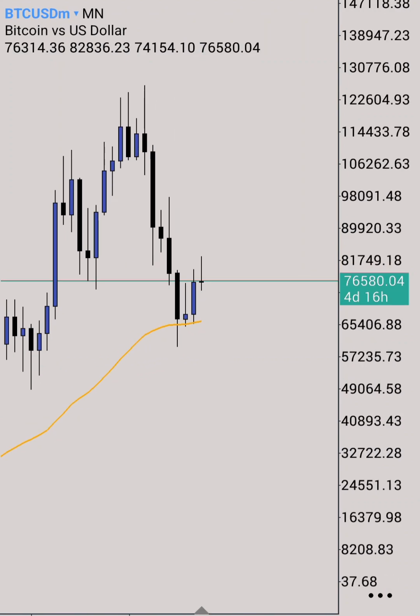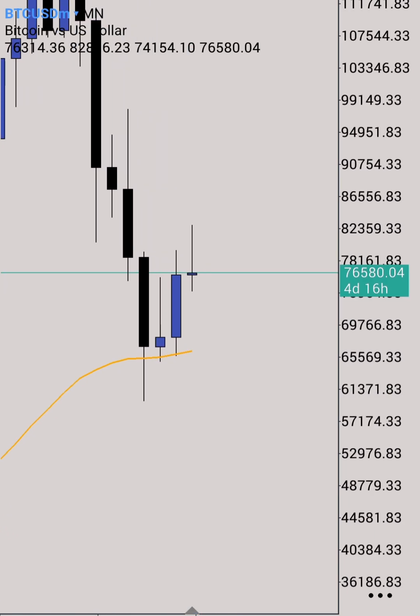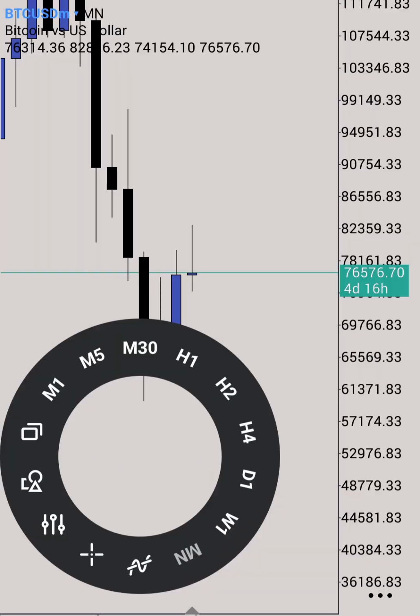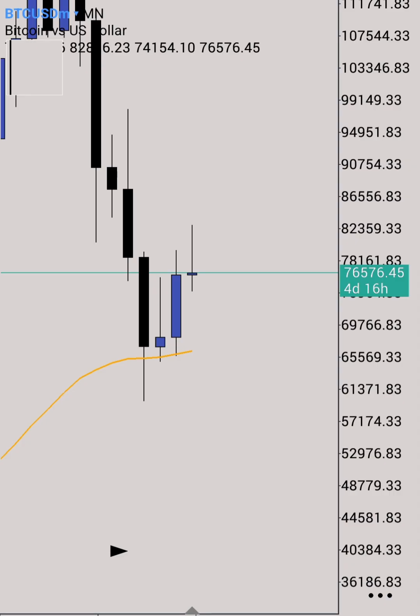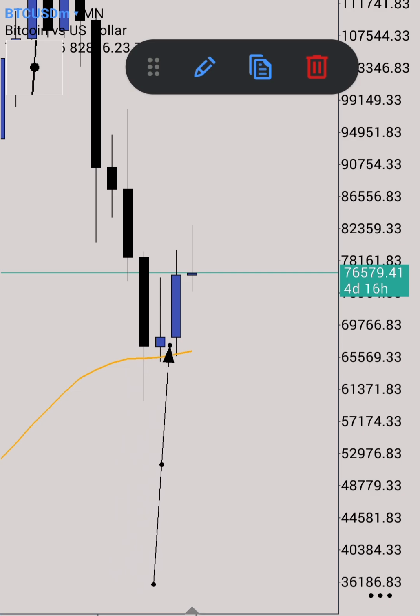On the monthly time frame, we could see a candlestick pattern forming. So what pattern is this? We call it the evening star. The evening star.